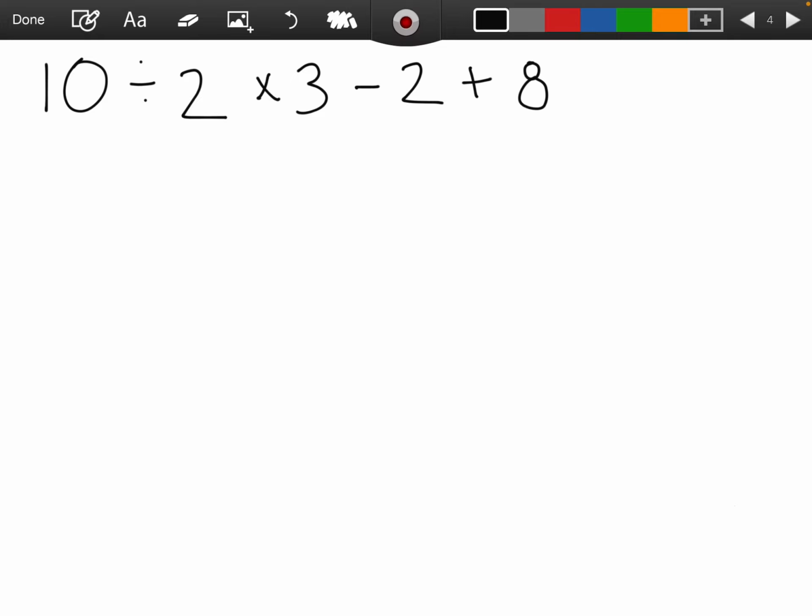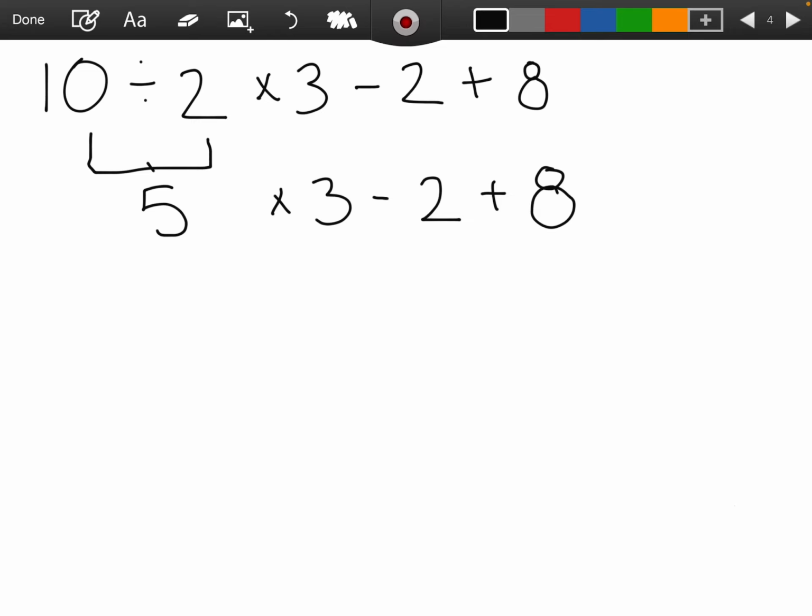So what are the two numbers being divided? 10 divided by 2 simplifies to 5. And then you can bring down the rest of the numbers. Now we have left 5 times 3 minus 2 plus 8. Again, we're not done with multiplication and division. We got to knock those out first before we move on to addition and subtraction.